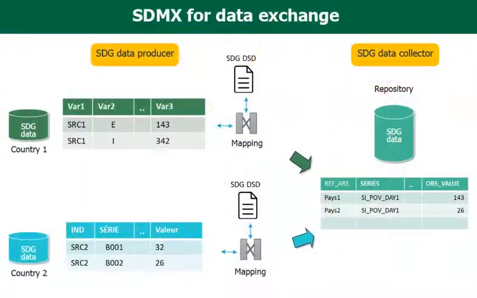Now, let's see how SDMX DSD helps to standardize the data collection. Here we want to collect SDG data from two different countries that are using different data structures and codes. In this case, by using the SDG DSD sent by the data collector to the data producer, the data producer will map his data based on the DSD to generate its data in an SDMX format. The SDMX tools will be used like a mapping assistant.